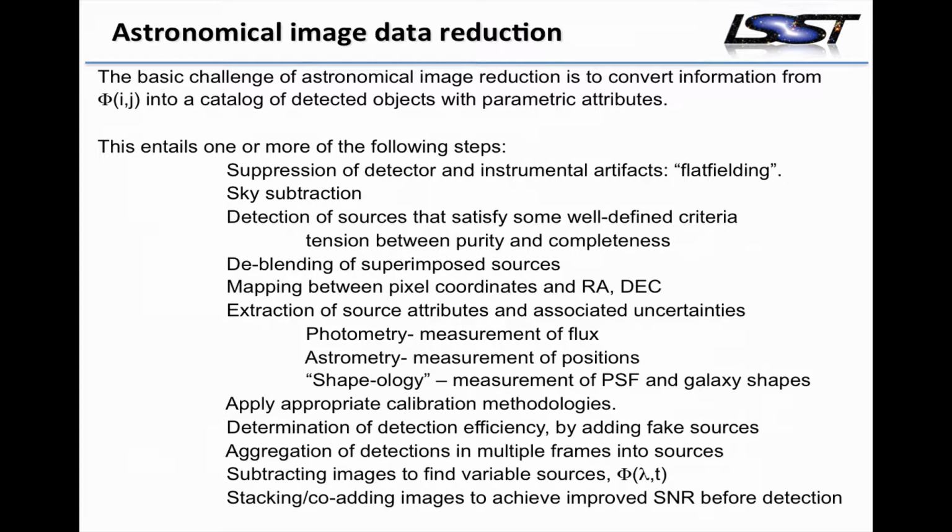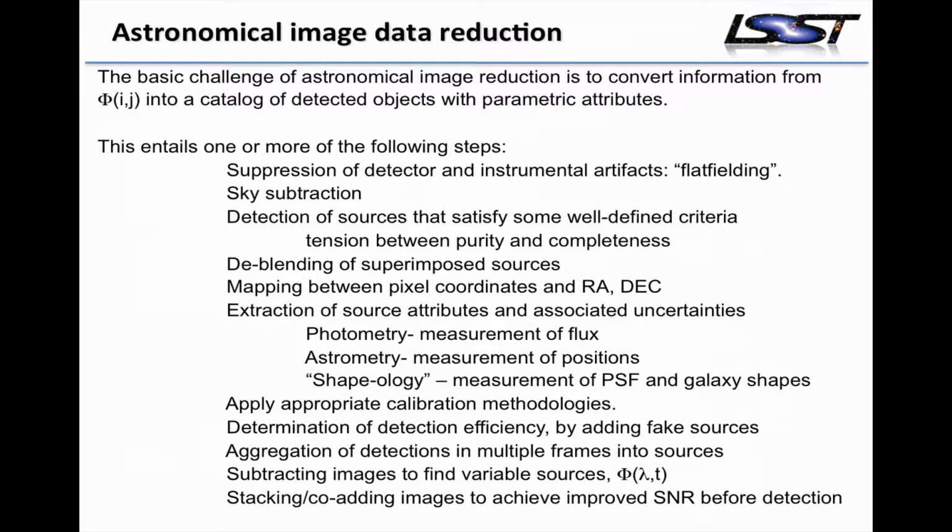So that procedure entails one or more of the following steps. First, we need to suppress any detector artifacts and instrumental artifacts and convert from the representation of information in the raw image to our best estimate of what flux was actually entering the telescope pupil from each object. The next step is to locally, around every object of interest, determine how much flux is coming from the night sky. That's typically done morphologically in the sense that the night sky has very little spatial structure to it, whereas the sources that we're looking for are compact objects.